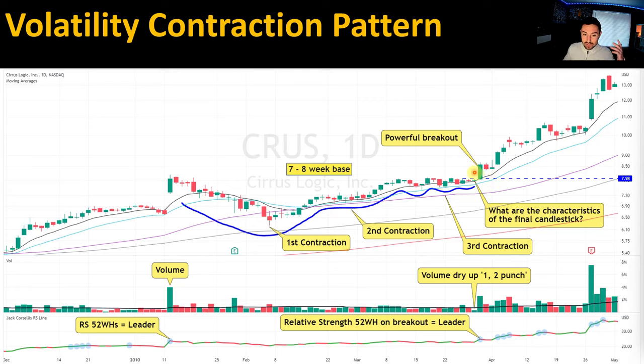Then ideally you'd like to obviously see a powerful breakout, but a common theme you're going to see on the best of the best is this kind of 1-2 punch, this volume really drying up, tight, tight, tight bar, preferably sitting on this black line here, which is the 10 EMA.